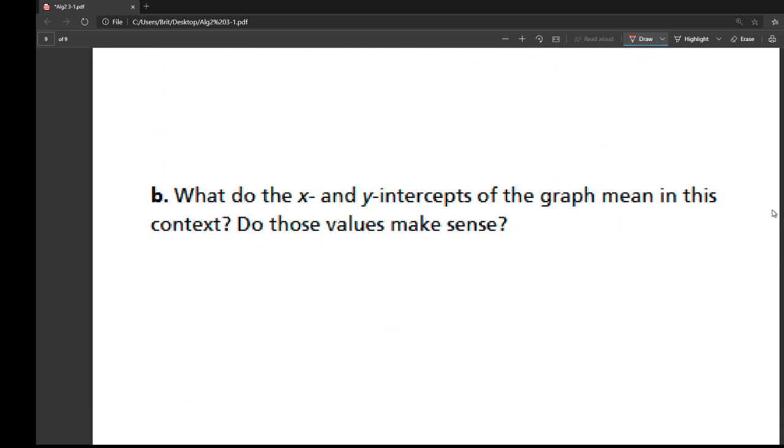So then this asks us what the x and y intercepts of the graph mean in this context, which is my bad. When I made this, I didn't draw the graph. So the x-intercepts for this graph are at -0.86 and 1.9. Now remember, the x is the number of shoes that are sold, right? Can you sell negative shoes? No, that makes no sense. Now, can you sell 1.9 thousand shoes? Sure, that makes sense.